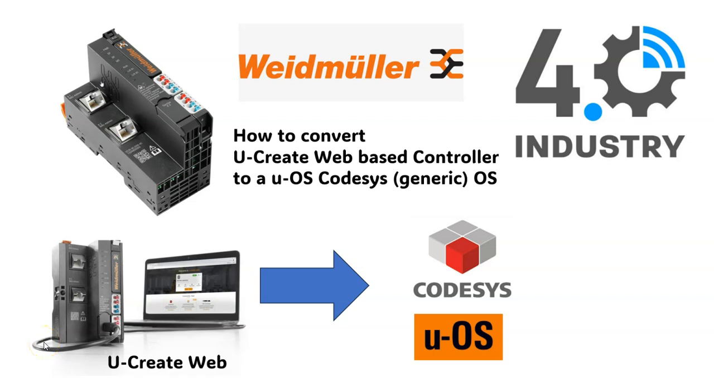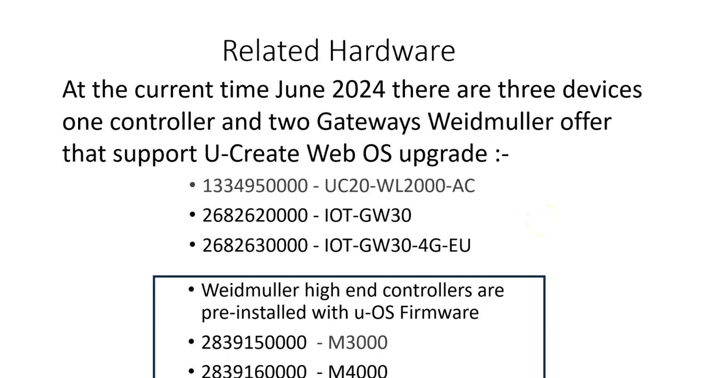Hi, in this video I'd like to go through the process of converting a Weidmuller U-Create Web based controller into a uOS Codesys based controller, the UC20WL2000AC automation controller. The same basic principle applies to the gateways, the GTW and the 4G variant.